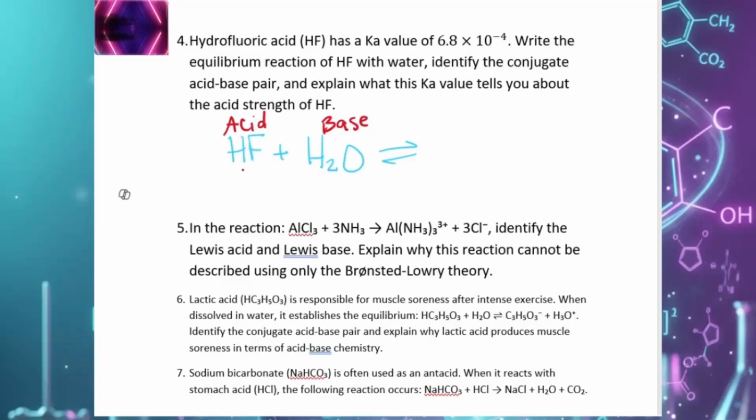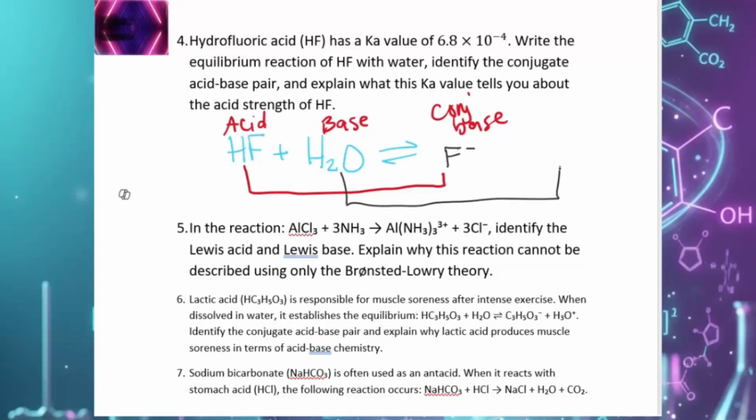So what am I going to write on this side to form the conjugate base part? Because you are removing the hydrogen from the acid, you're going to end up with F with a negative. And then over here for water, because water is a base, you need to show on this side that you have the conjugate acid. That means you need an additional hydrogen there. Therefore, you end up with H3O with the plus.